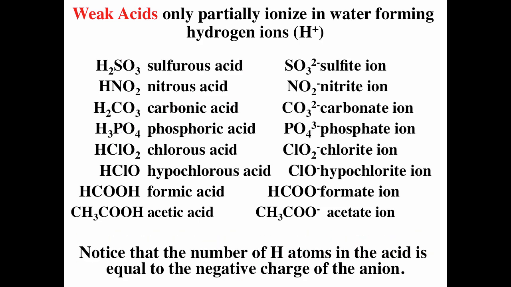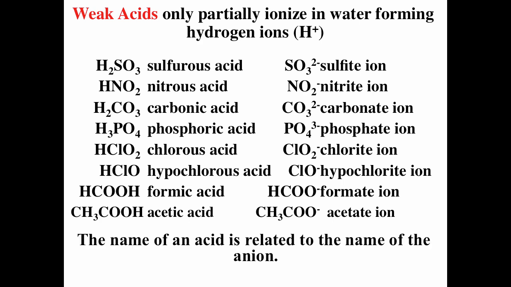And so again, the name of the acid is related to the name of the polyatomic ion, and sulfite gives you sulfurous. Notice that suffix is the same. Nitrite gives you nitrous. Carbonate gives you carbonic. Phosphate, phosphoric, etc. Hypochlorite gives you hypochlorous acid.